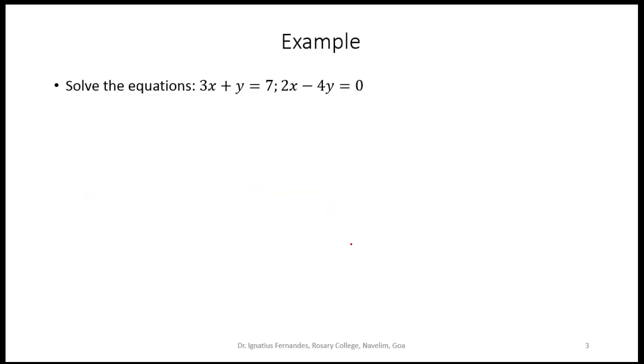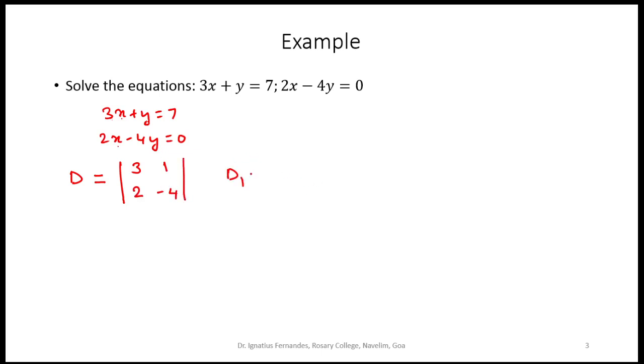So for example, let's say I have these equations: 3x plus y equal to 7, and 2x minus 4y equal to 0. And let's say I want to solve this by using Cramer's rule. First I'll write down D. D is the coefficient determinant with all the coefficients. So I have 3, the coefficient of x, the coefficient of y here is 1, the coefficient of x here is 2, and the coefficient of y is minus 4.